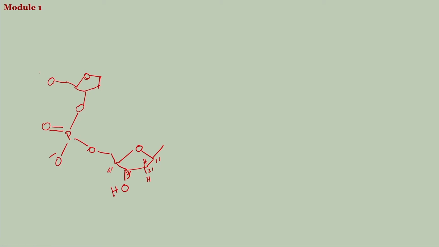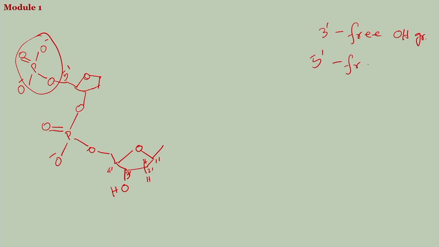And then again a phosphate, O minus, double bond O, O minus. This is the terminal again. So, this is the 5' end of this. So, the 3' end has a free hydroxyl group, the 5' end has a free phosphate group. 3' free OH group, 5' end has free phosphate group.